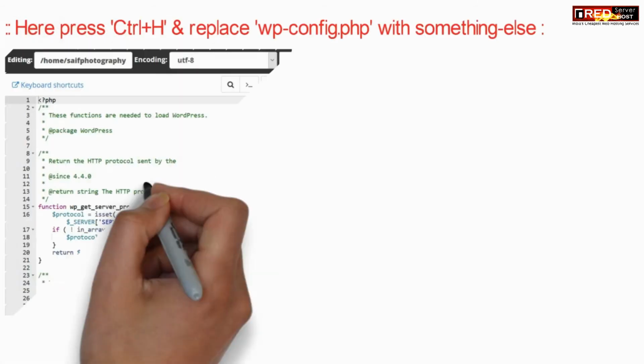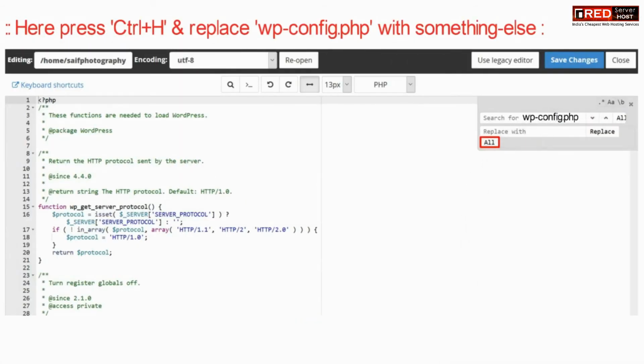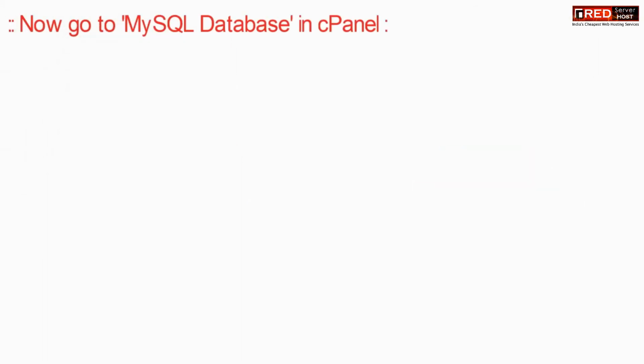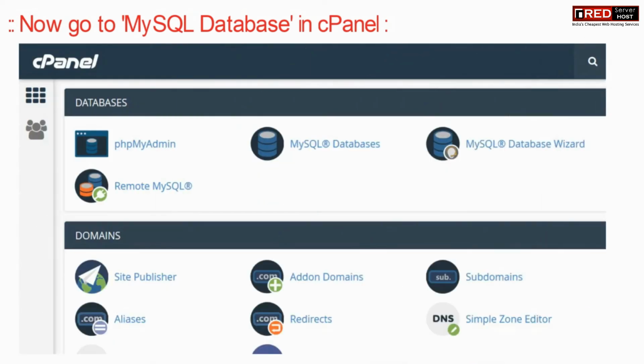Now, here, press Ctrl H, which means find and replace, and find wp-config.php and replace with something else like apple.php. Similarly, find and replace all the wp-config.php with apple.php in all of the mentioned files.